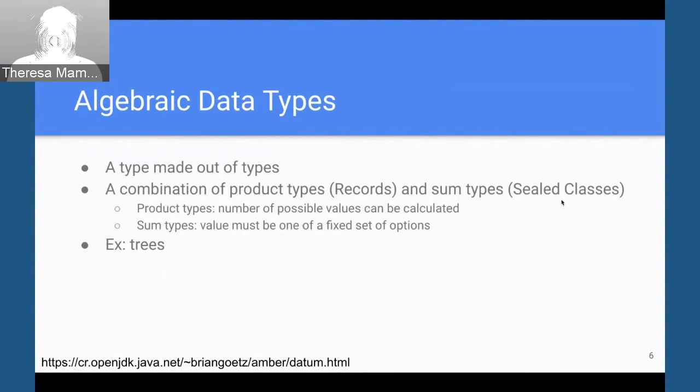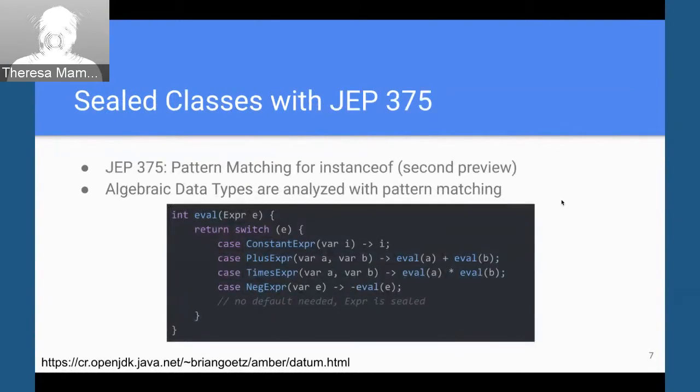And another example in computer science of this is trees. And so we know what can be in each node of the tree, and we also know when to stop looking for new branches, hopefully. So all that explanation just to say that algebraic data types, so these records and sealed classes, are analyzed by pattern matching, and that is another preview JEP that's been in 14 and 15.